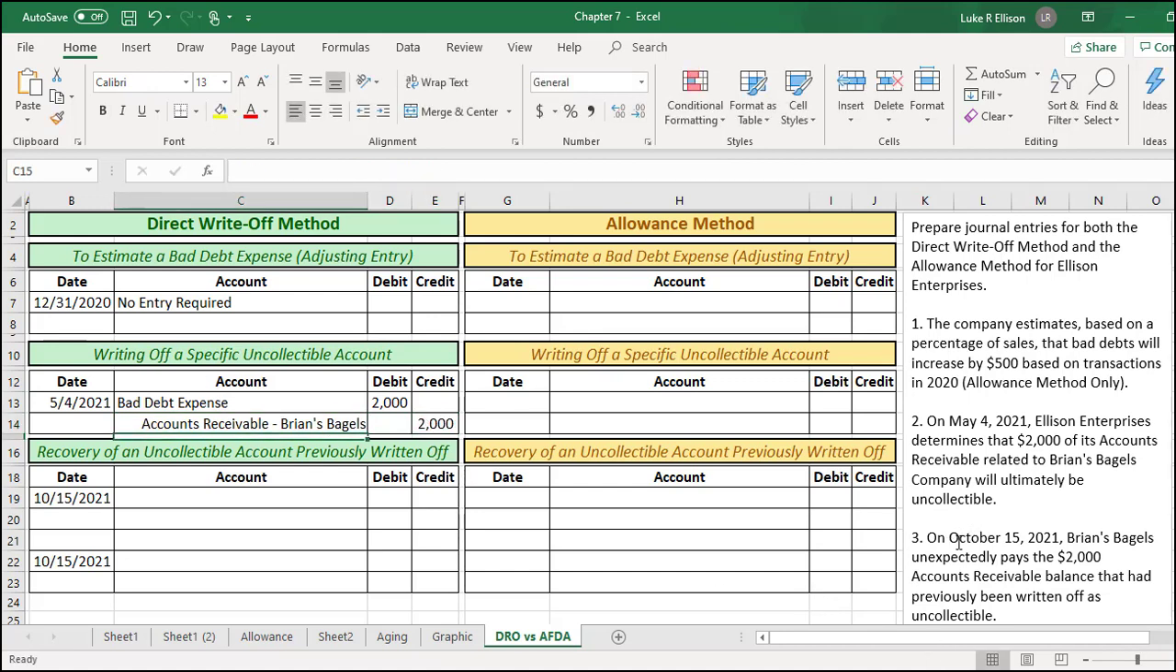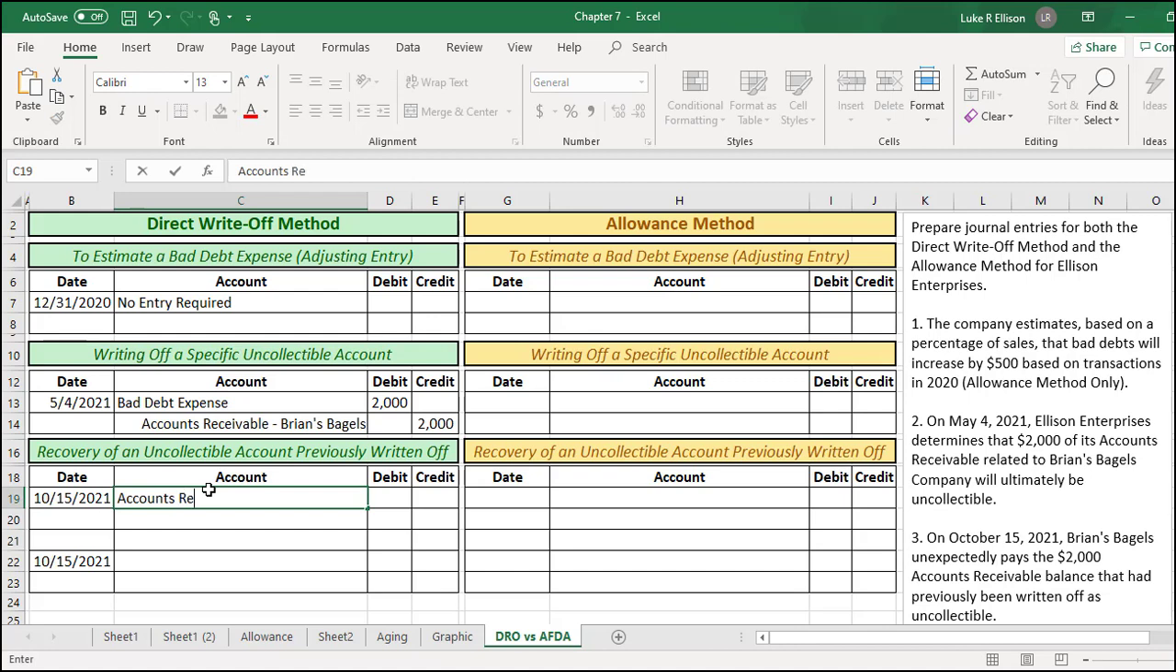Next, number 3 says that on October 15, 2021, Brian's Bagels unexpectedly pays the $2,000 accounts receivable balance that had previously been written off as uncollectible. So when a customer unexpectedly pays an account that you have previously written off under the direct write-off method, you're going to have two different journal entries. The first one is going to be to reinstate your accounts receivable balance, and that's just going to be the opposite of the writing off of a specific uncollectible account. So instead of crediting the accounts receivable for Brian's Bagels, we are going to debit.